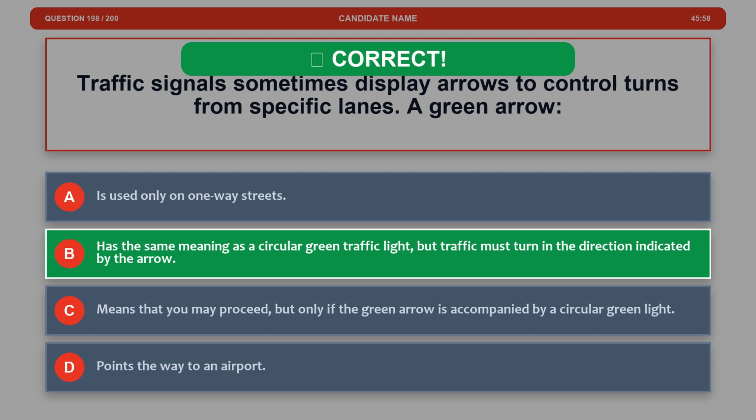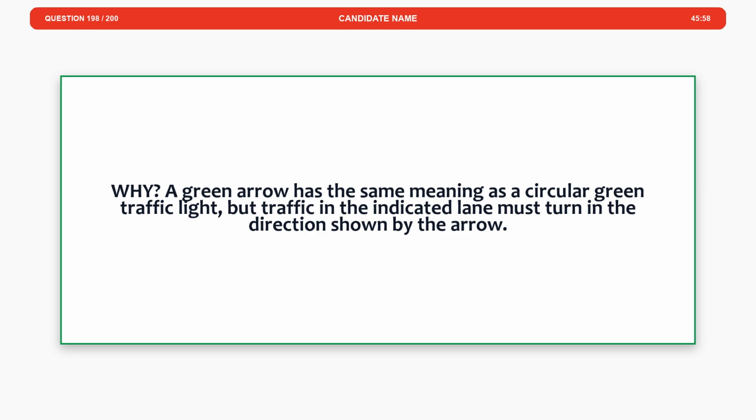The correct answer is option B, has the same meaning as a circular green traffic light, but traffic must turn in the direction indicated by the arrow. Explanation: a green arrow has the same meaning as a circular green traffic light, but traffic in the indicated lane must turn in the direction shown by the arrow.